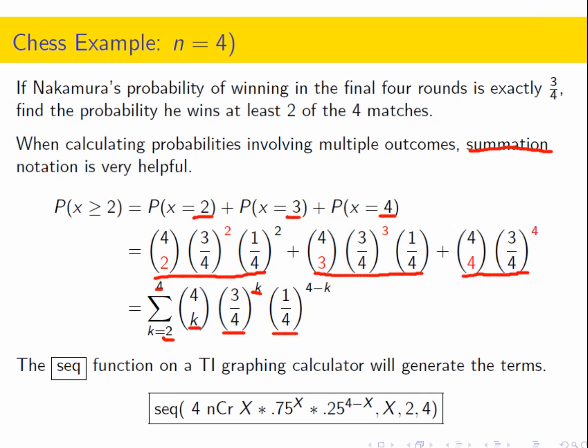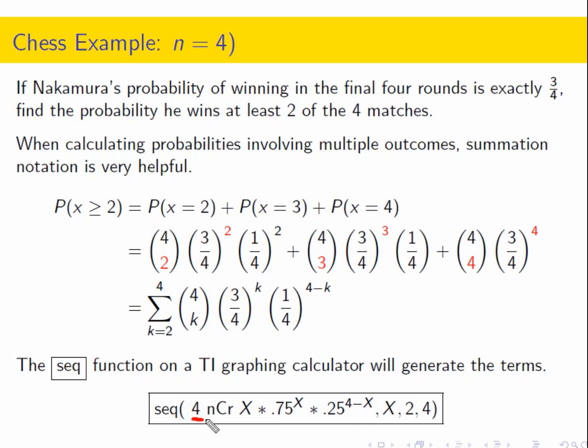On a graphing calculator, we have a couple of functions. So we can use the sequence function, and also there's a cum sequence function which will do all of this at once. I'm going to go through the calculator in just a second, but let me just show you that there are 4 terms.